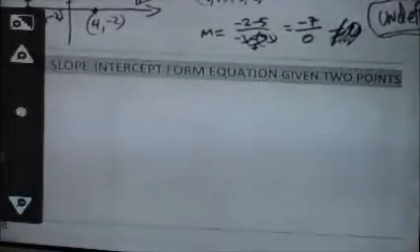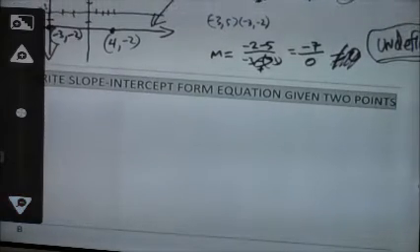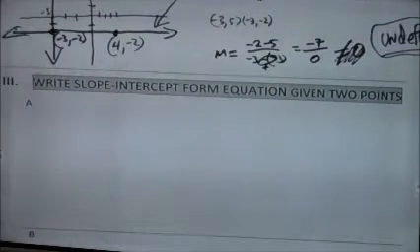Okay, now down here, we're going to write slope-intercept form equation given 2 points. You've done this before. I don't know why this textbook has chapter 11 similar to some of the ones before, but it doesn't hurt to go over again.